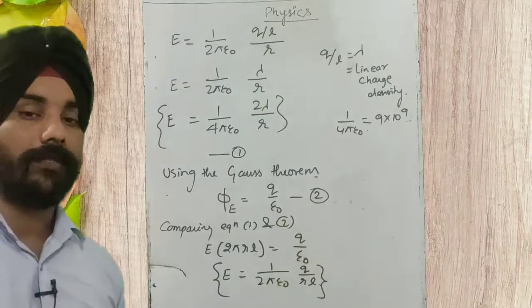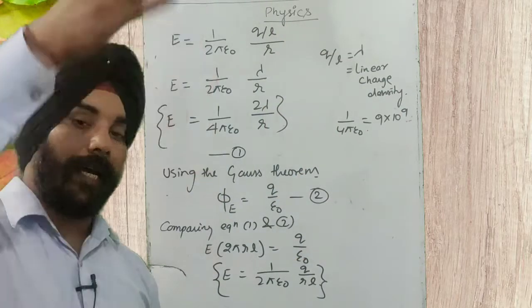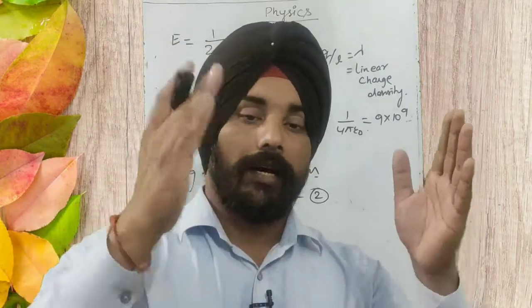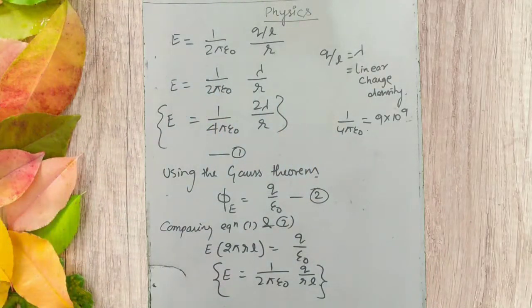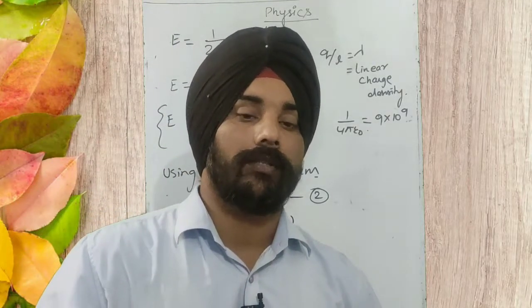Line charge means the charge is given to a wire. Charge is given to a line, distributed across the length of the wire. So this was the first application of the Gauss theorem. There are many more, and we will study about that also in the next video.